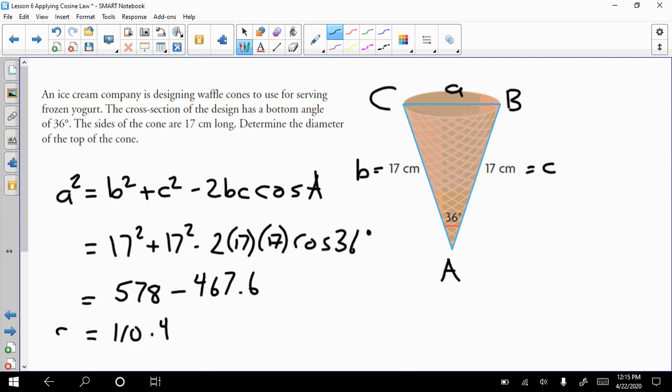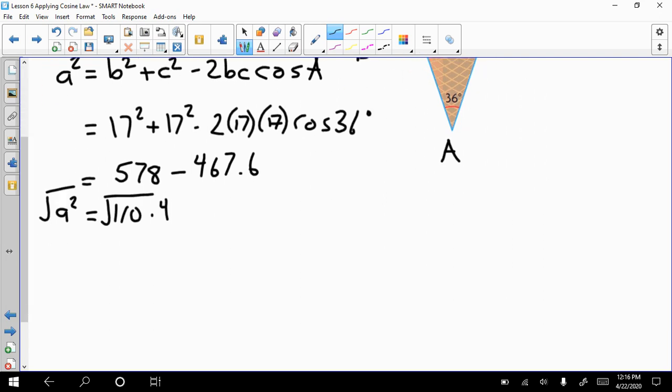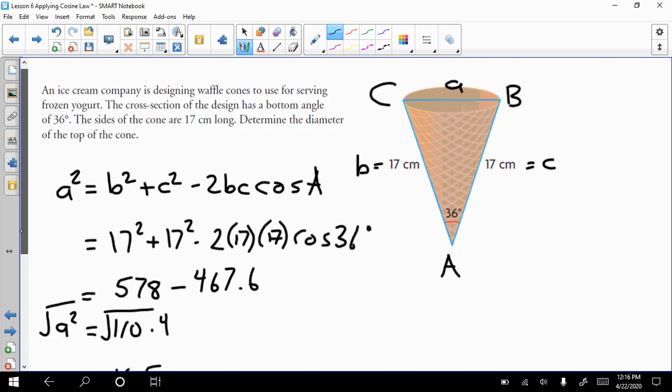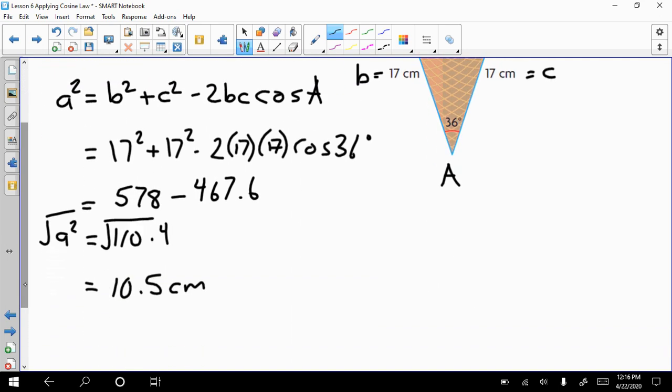Make sure you're getting the same thing as me, 110.4. But remember, that was a squared, so we've got to take the square root of it. And so we get 10.5 centimeters. And it looks pretty good. It looks reasonable.